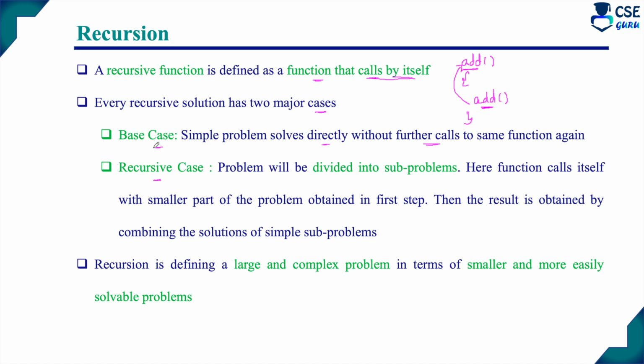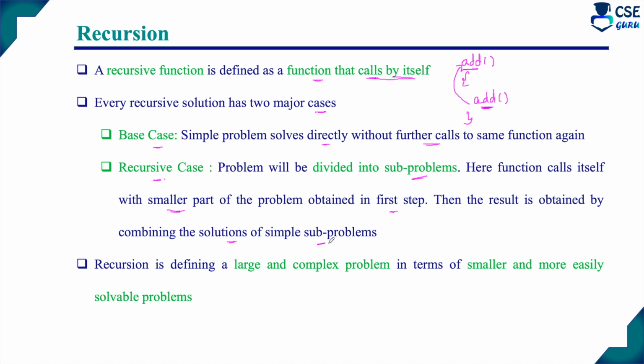That is the base case. In the recursive case, the given problem will be divided into subproblems, like subproblem 1, 2, 3, and to solve each subproblem, the function will call itself. So in every recursion, the function will call itself, maybe n-1 times. Here the function calls with a smaller part of the problem obtained in the first step. That is, in the first recursive call, the problem will solve only a smaller part. Then the result obtained is combined with the solution of these simple subproblems.